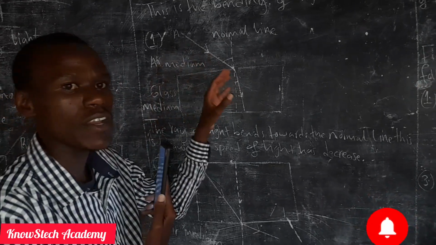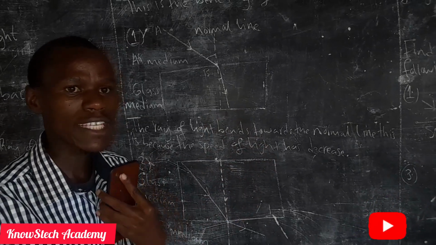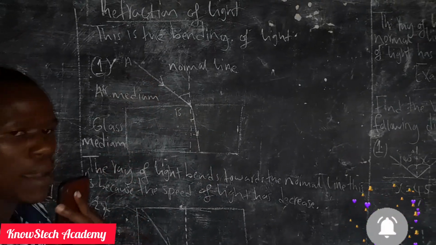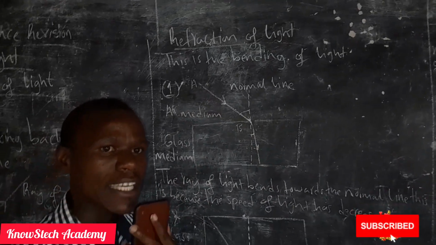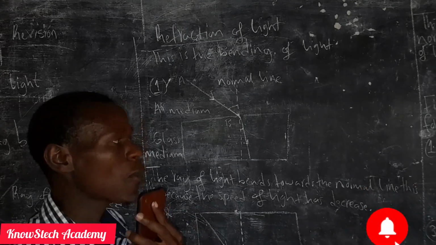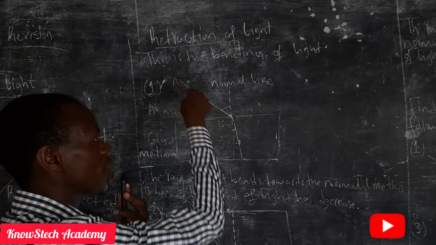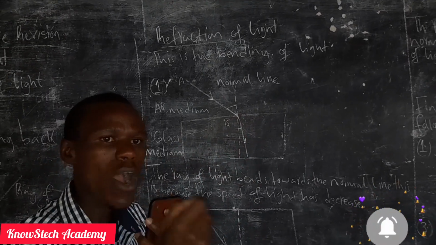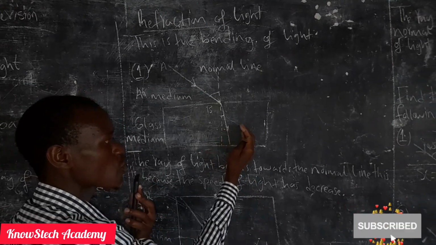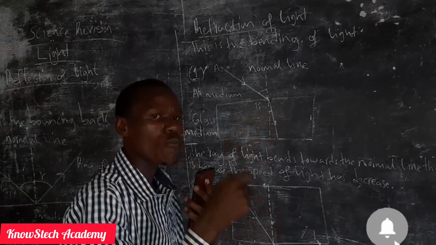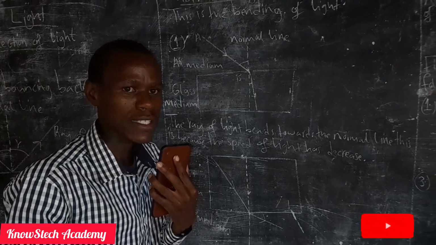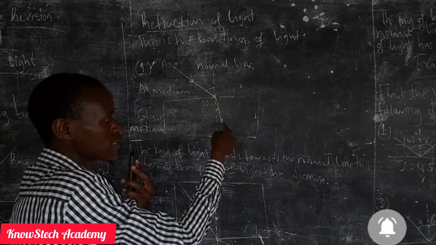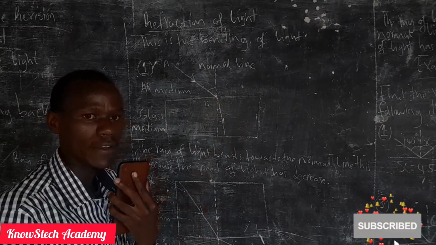So what's happening here is that the ray of light is coming from the air medium to the glass medium. Now light in air is very fast. But when it strikes here into the glass medium, it slows down. So what makes this line bend towards the normal line? It is because the speed of light has decreased. Since light is faster in air, when it strikes glass, it will be slow. Hence this line bends towards the normal line.